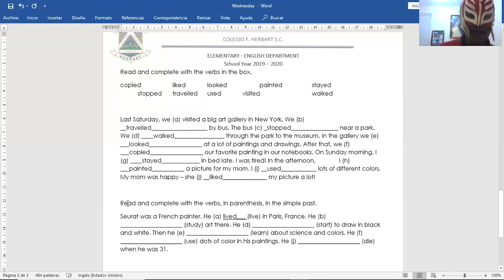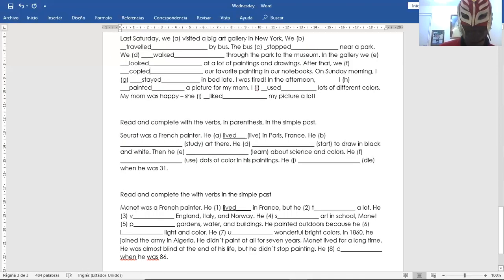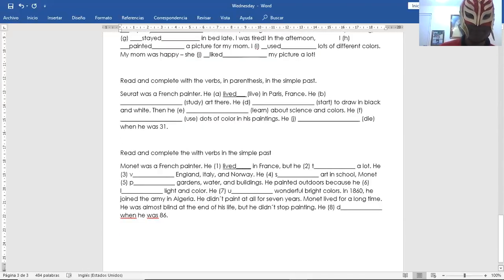Okay, and now read and complete with the verbs in parentheses in the simple past. Okay, let's do it. You ready? Okay. Seurat was a French painter.